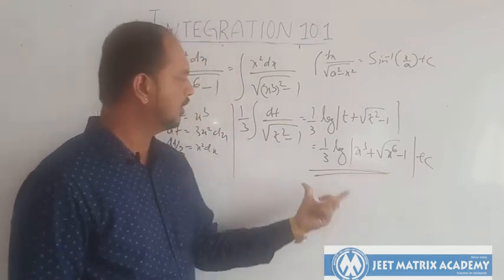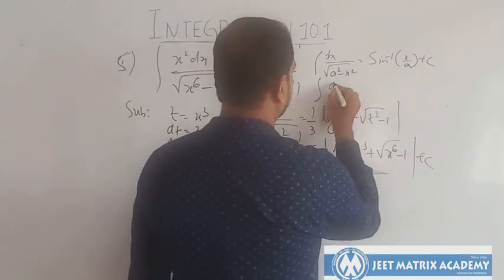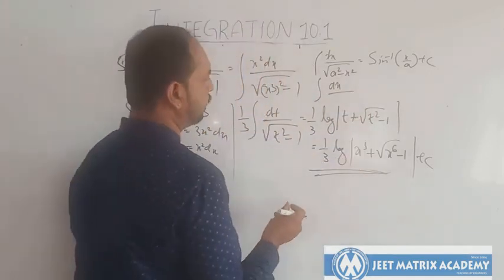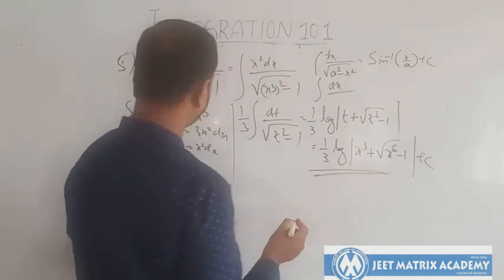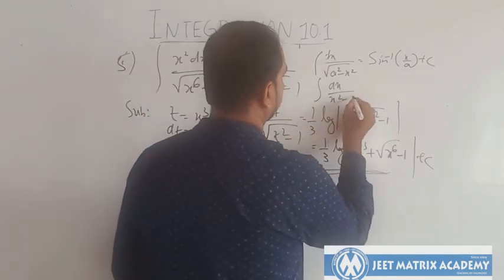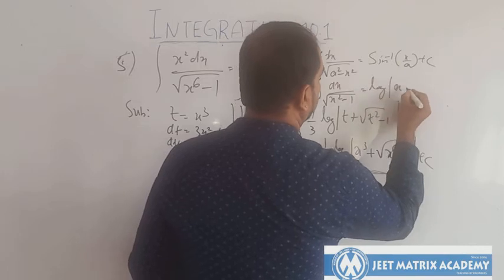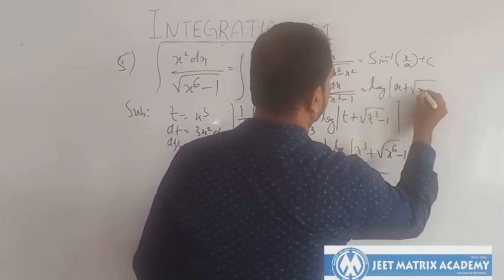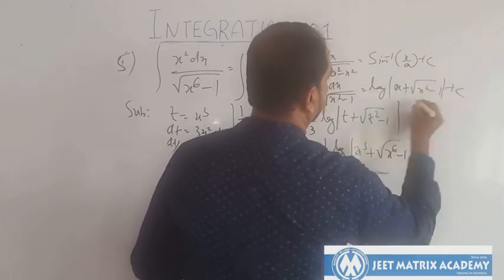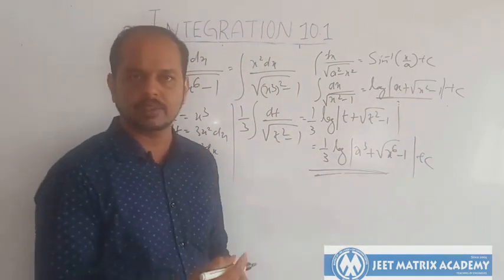Okay. So I applied the other form, that is integration of dx divided by root of x square minus 1. It is log of x plus root of x square minus 1 plus c. We'll see the next problem.